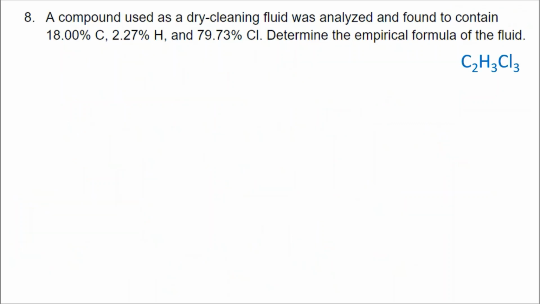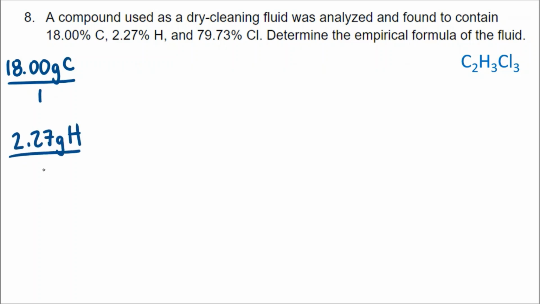Okay, let's go ahead and try another one here. So a dry cleaning fluid is found to be 18% carbon, 2.27% hydrogen, and the rest chlorine. We want to get this empirical formula. So we're again just going to assume that we have 100 grams of the compound. So that means that I have 18.00 grams of carbon, 2.27 grams of hydrogen, and 79.73 grams of chlorine.